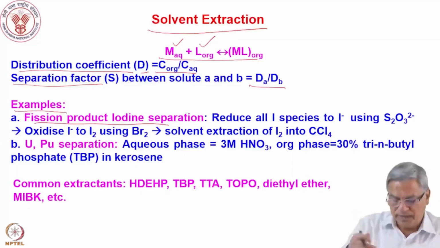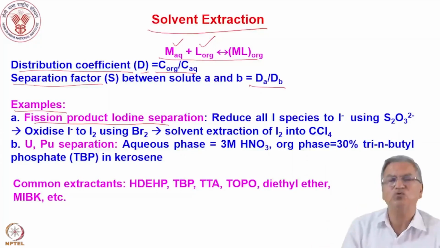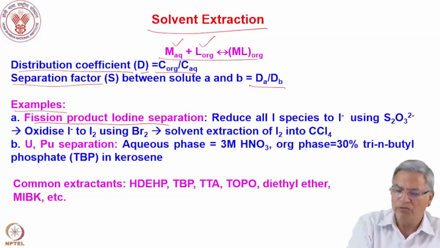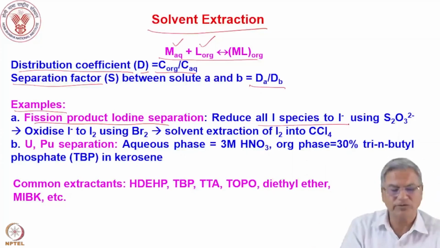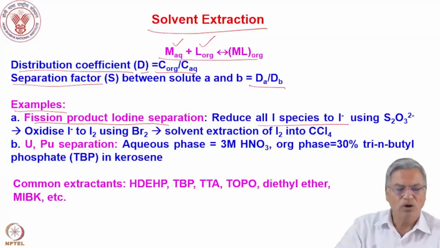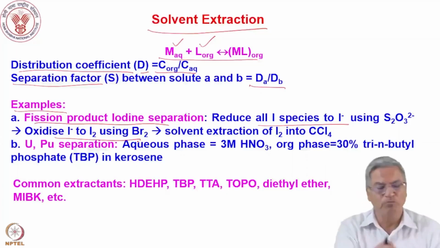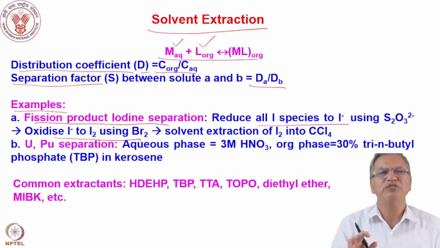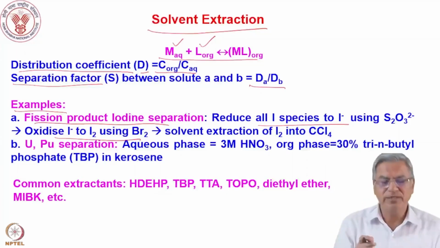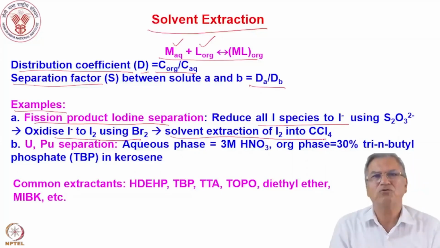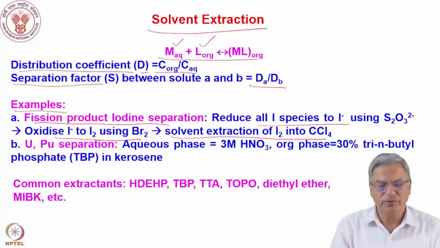Iodine is formed in fission in many oxidation states. So what you do, you first bring all the iodine to I- using thiosulfate as a reducing agent. And now you oxidize I- to I2, so all the iodine, using bromine. So now all the iodine is present as molecular iodine, which can be solvent extracted into carbon tetrachloride. So this is how you can do chemical separation by solvent extraction.